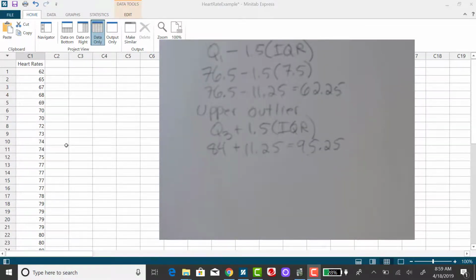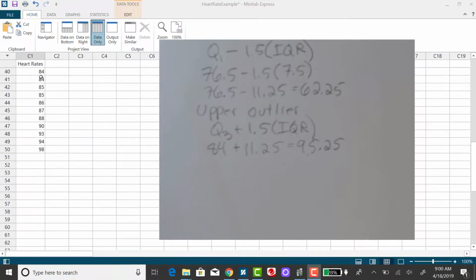So looking at my data set using this method, I do have one value that is below 62.25. Okay, just barely though. So this first data point of 62 would be considered an outlier.